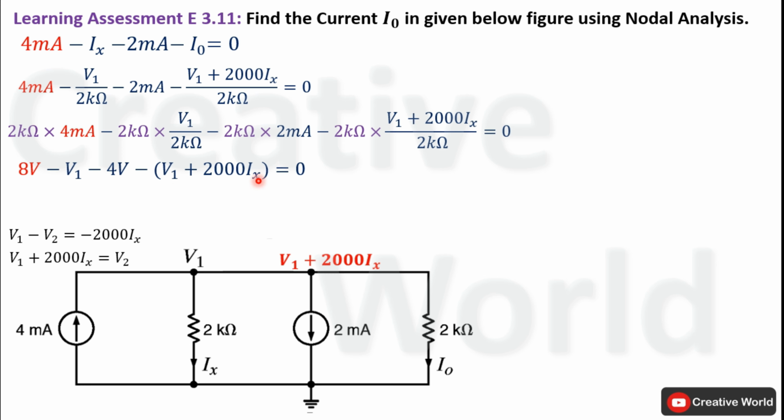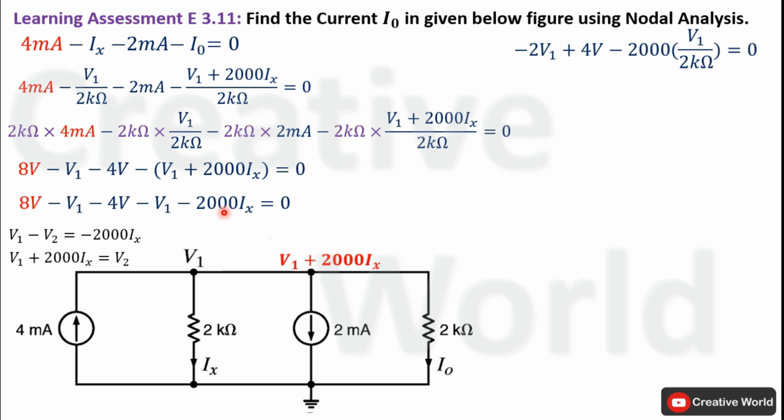only V1 plus 2000 times Ix will be left. Open these brackets, minus will multiply with values inside the brackets. It will become minus V1 and minus 2000 times Ix. Now inside this equation, subtract 4 volt from 8 volt, it will become 4 volt. Minus V1 and minus V1 will become minus 2V1. And here Ix is replaced with its value, that is V1 divided by 2 kilo ohm. Now this 2000 will cancel out with the product of 2000. The equation will become minus 2V1 plus 4 volt minus V1 equal to 0.